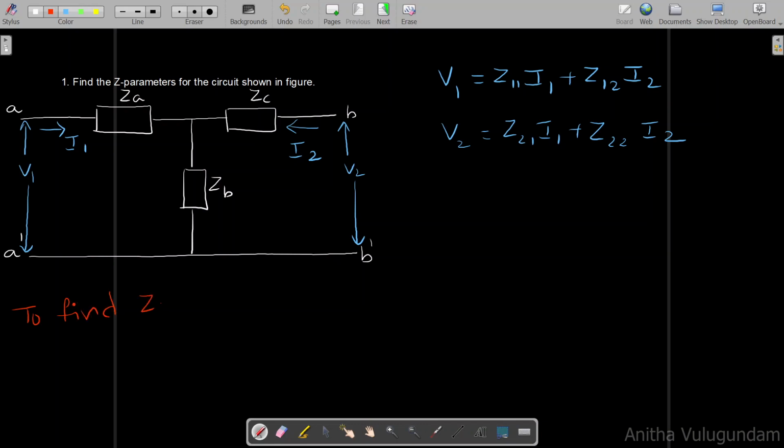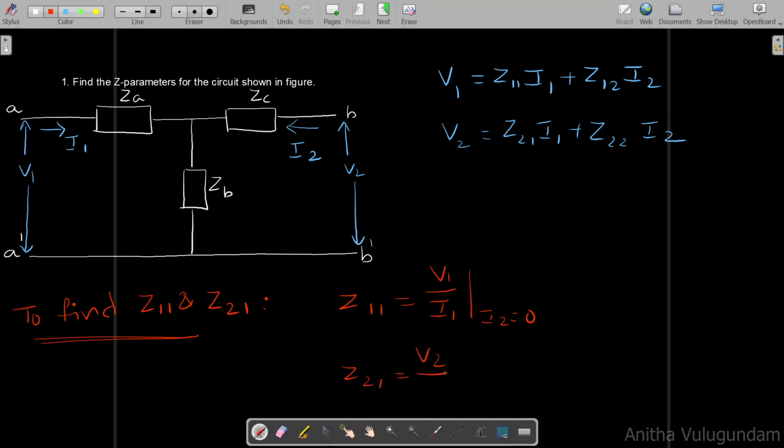So to find Z11 and Z21, you can see here Z11 equal to V1 by I1 when I2 equal to 0, and Z21 equal to V2 by I1. I am writing from the equations itself, V2 by I1 when I2 equal to 0. So to find Z11 and Z21, I2 should be equal to 0, right?